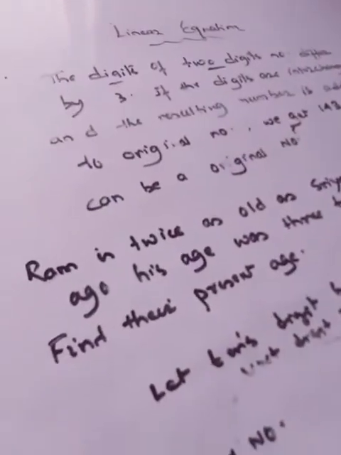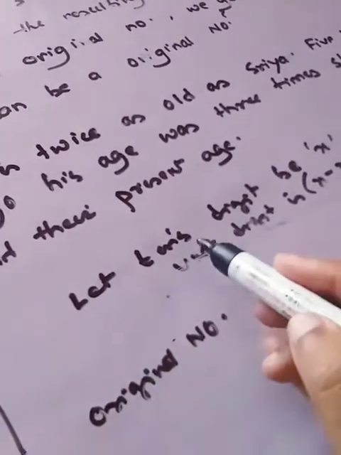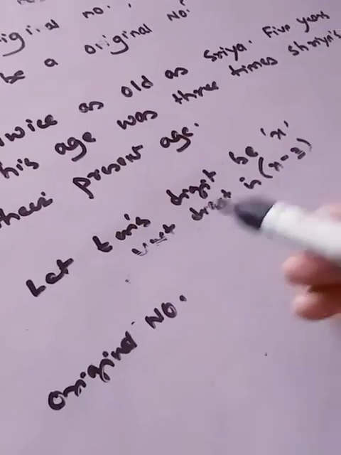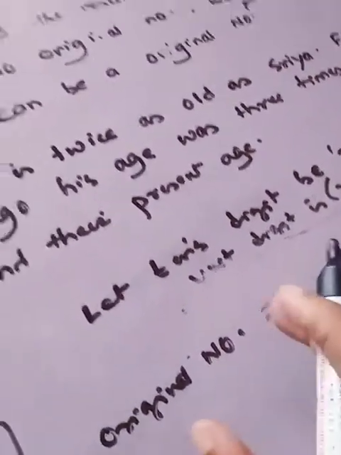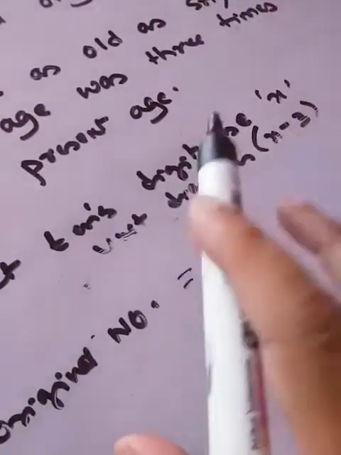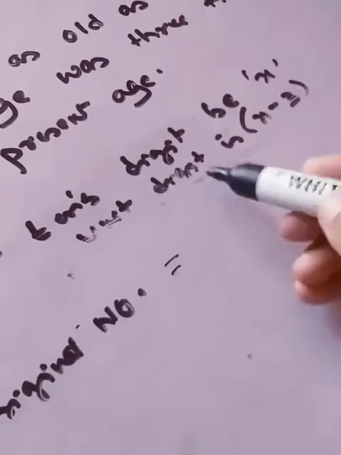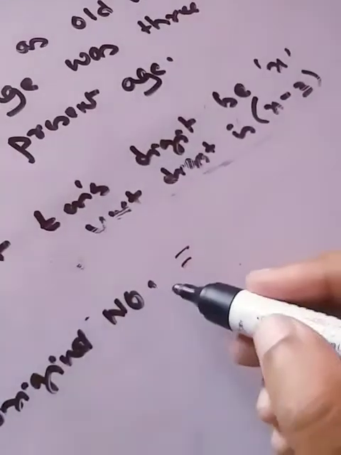Always remember that in a two-digit problem, the very first thing you have to do is let the tens digit be x, then get the units digit, and then find the original number before you read the second sentence. This is a very mandatory step for a two-digit problem sum. So let the tens digit be x, the units digit be x minus 3, and what is the original number then?